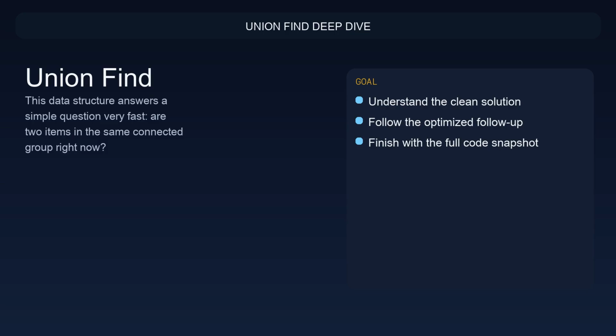Union find, also called disjoint set union, is the data structure you reach for when groups are changing over time and you need to keep asking whether two items belong to the same connected component. In this tutorial, I want to start from the problem it solves, compare the older ideas, and then build the optimized version with path compression and union by rank.